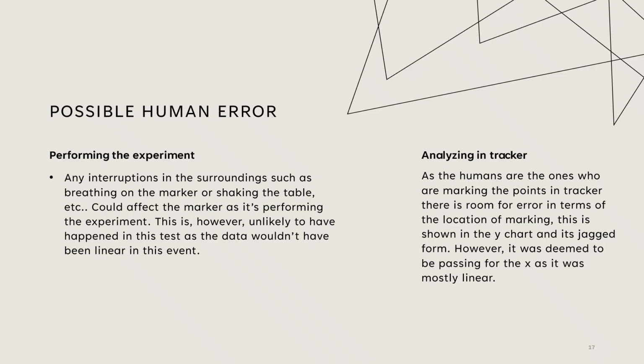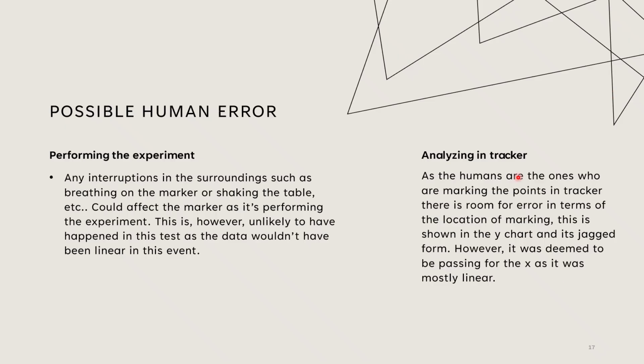Now, in this experiment, there are a couple of possible sources of human error. Number one is interruptions in the surroundings, thus affecting the system. However, the data was still linear, and in the process of experimenting, none of the experimenters noticed any such interruption, and thus we can confidently say that this did not happen.